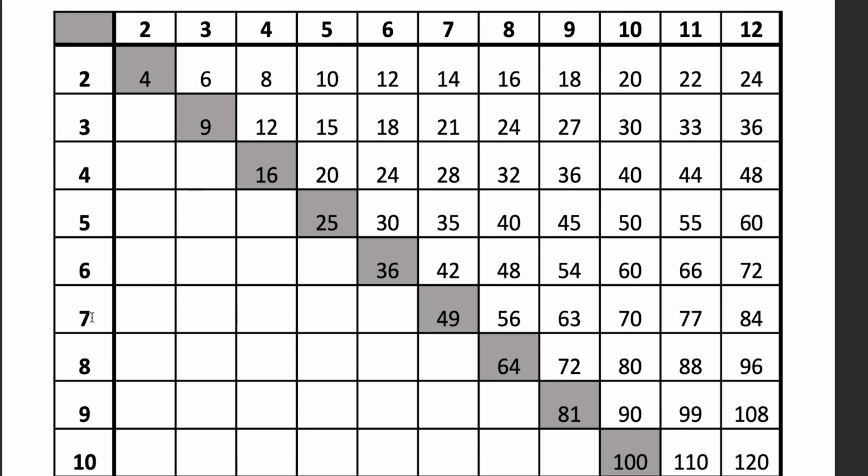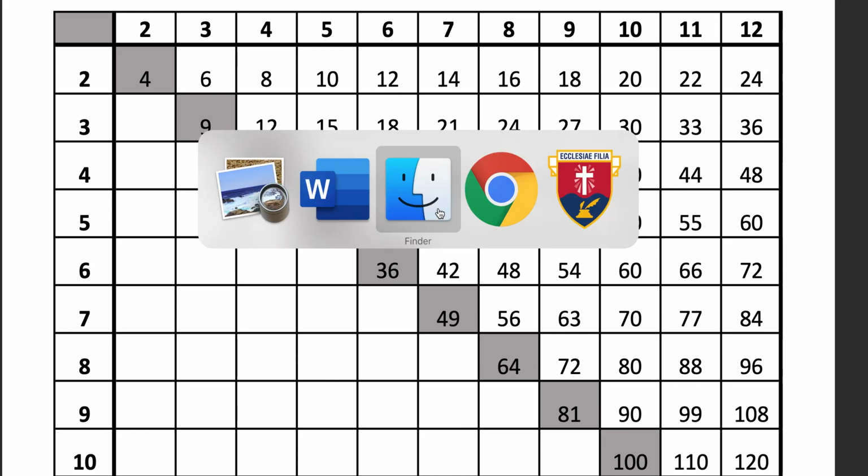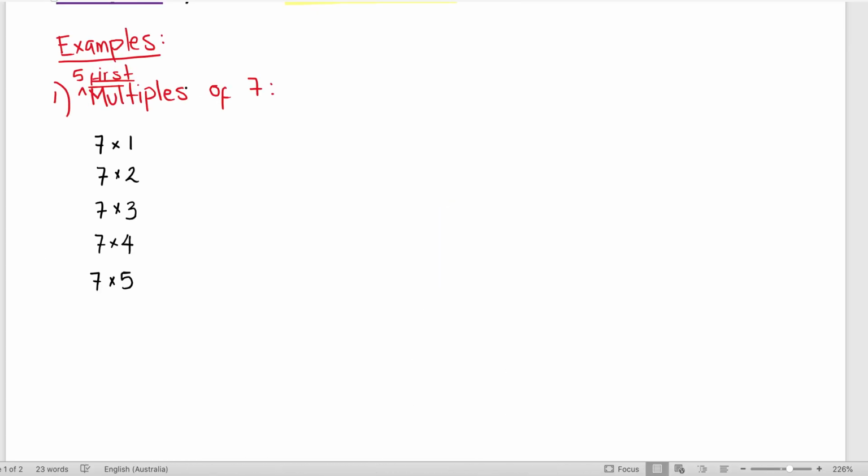So if I go to the 7s, again, I don't have all these numbers here that I do need, but instead of looking in the row, I can look in the column, and I can see in 7s I have 7 times 2 is 14, times 3 is 21, times 4 is 28, and times 5 is 35. So if we go into our example here, we can put that this one is going to be 7, 14, 21, 28, and 35.